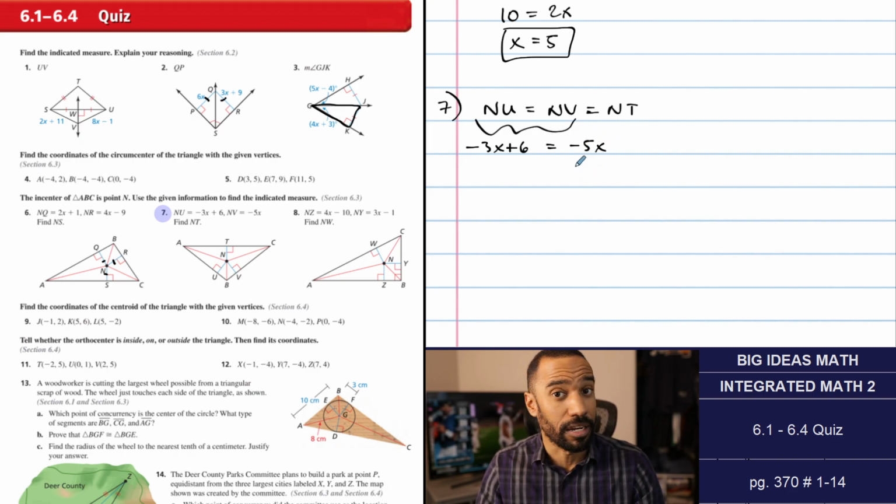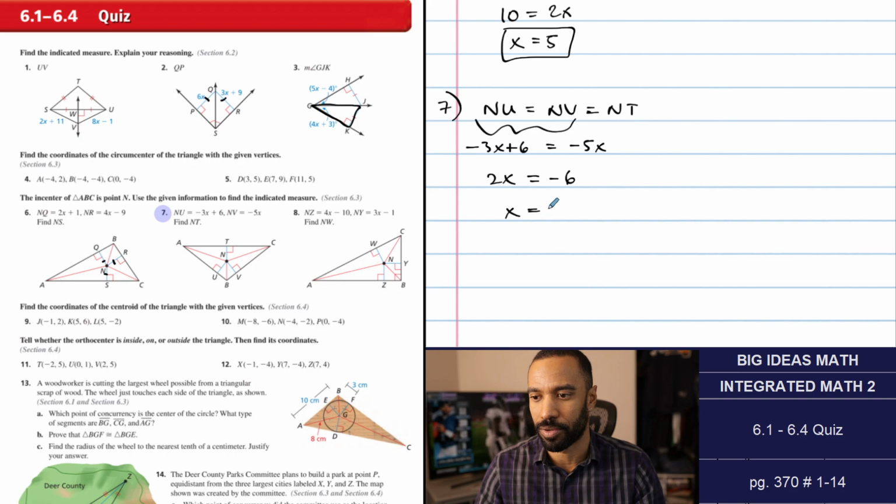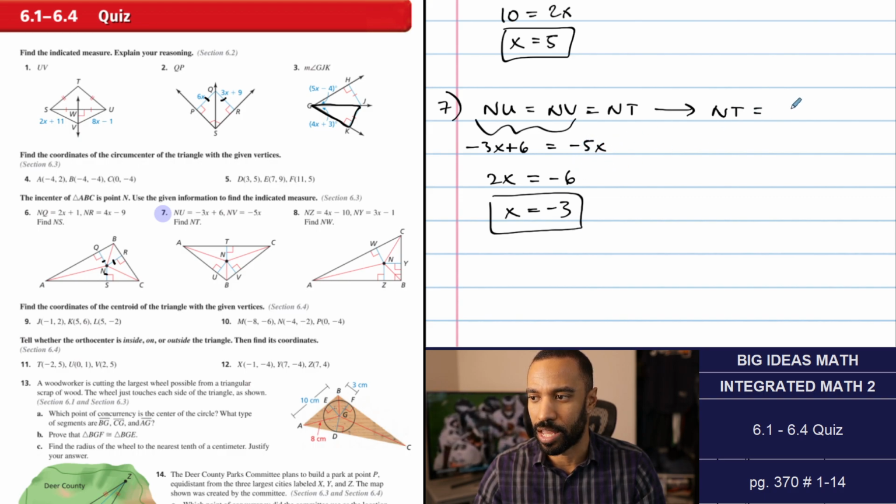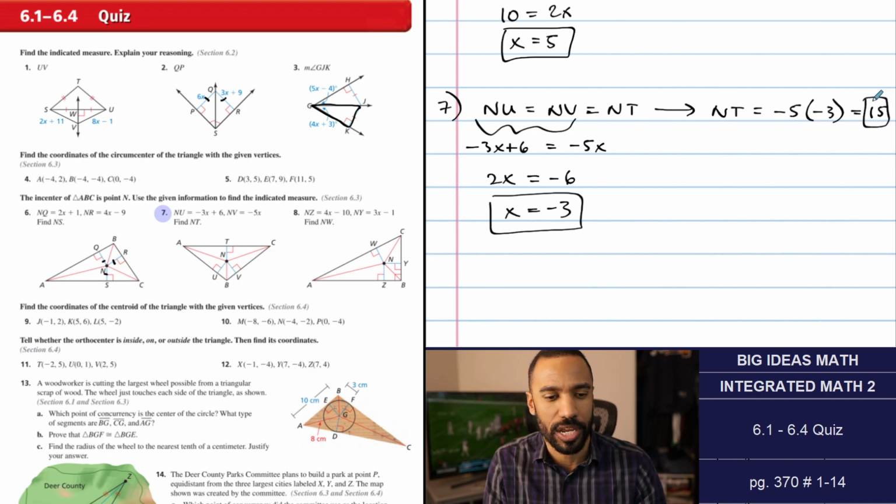I'm guessing x will be a negative number in order to turn everything positive. I'm going to add 5x to both sides to give me 2x and subtract 6, get negative 6 there, and x is negative 3. All right, so negative x value. Let's find the length of NT by substituting negative 3 in one of these. I'm going to use negative 5 times negative 3, because they're all the same thing in length, and we get 15. So same-ish, no real change on that kind of problem with number 7.